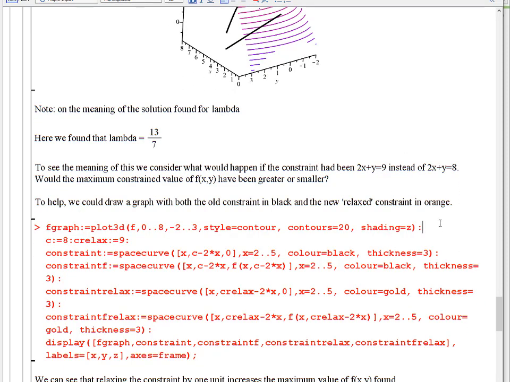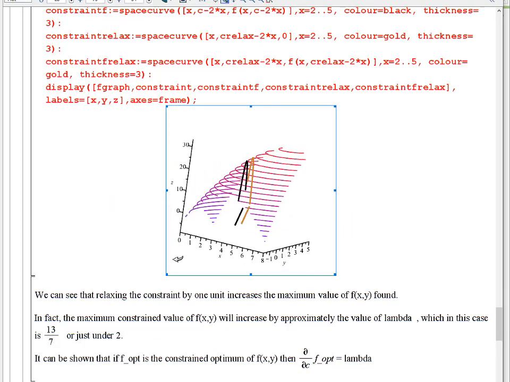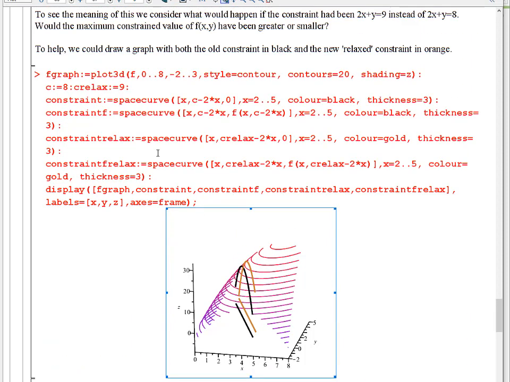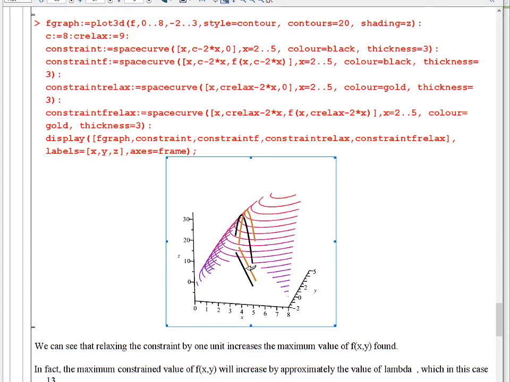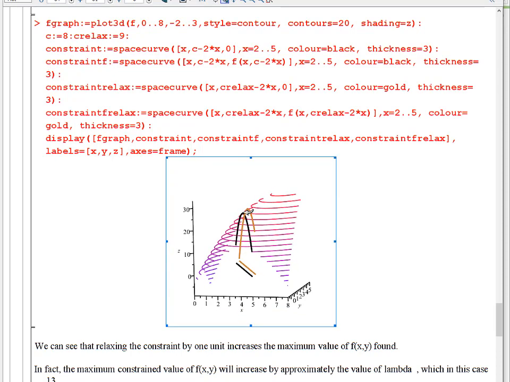What happens is this. So, the black one is the original solution, but now with the extra units I've got, instead of 2x plus y being equal to 8, it now can be equal to 9. So now, instead of this being the highest point I can reach, I can now reach this point here. And you can see that relaxing that constraint by 1 unit from 8 to 9 increases the maximum value of f(x,y) that you can get.